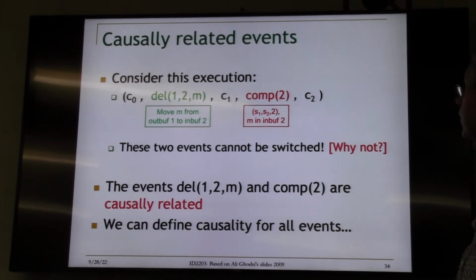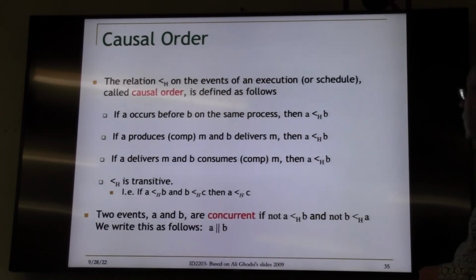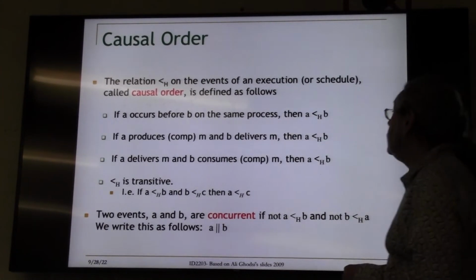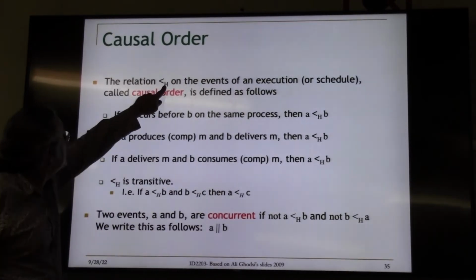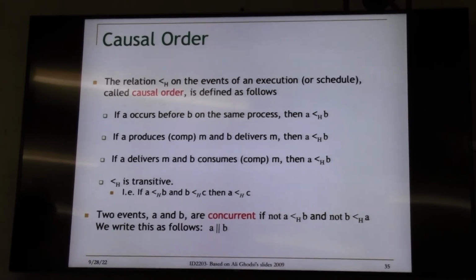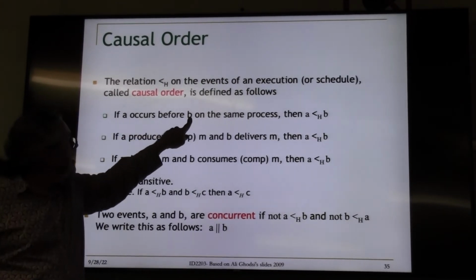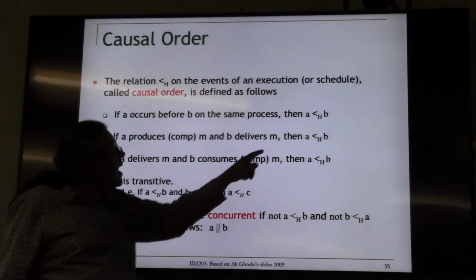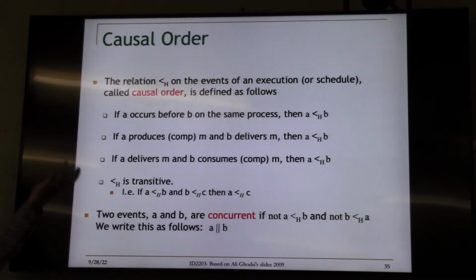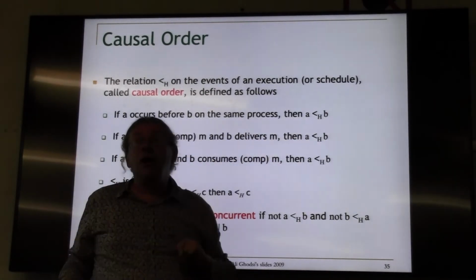connection. Okay? We can actually define an order between events. A partial order, which is written like this. It's a less than with H. It's pronounced happens before. If A occurs before B on the same process, then A happens before B. Because, of course, the A will create a state, which is the input state for B. So if you switch them, the result changes, okay? So we see that these two events are causally related.